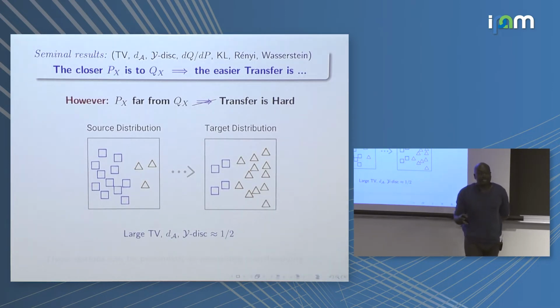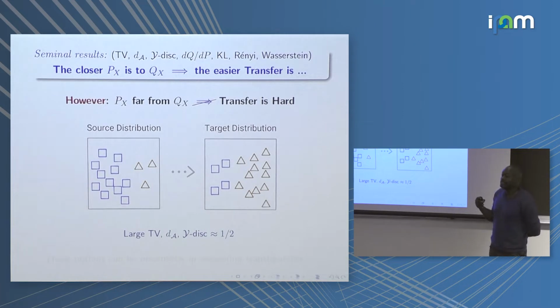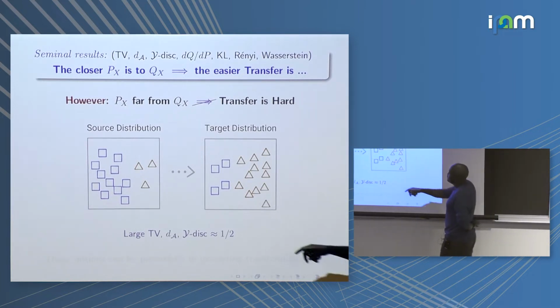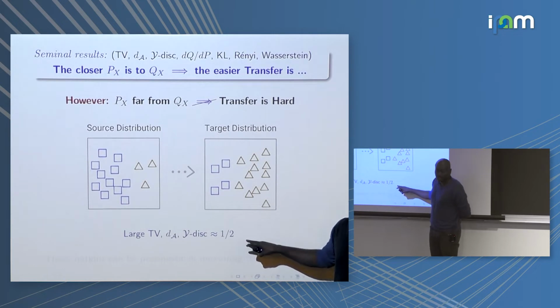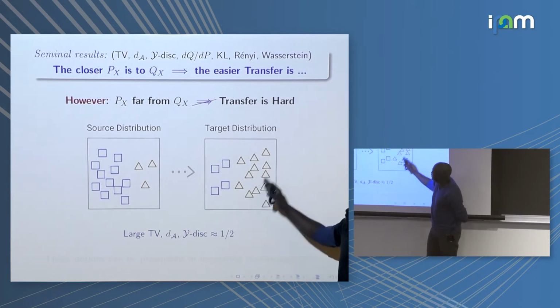Close to 1/2 for classification will mean that the best rate you can get on the classification is 1/2, which means that you cannot classify. And so we can easily make these notions very large in classification. Just look at this set here and this set here.